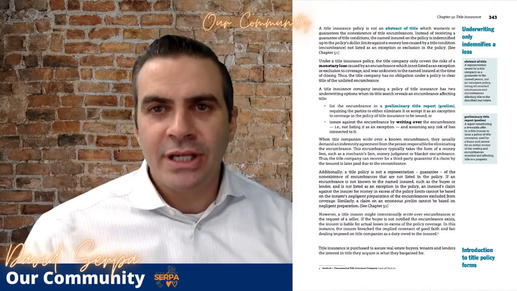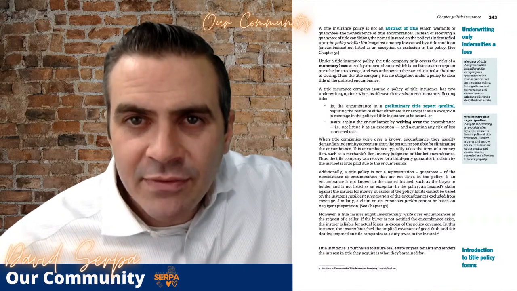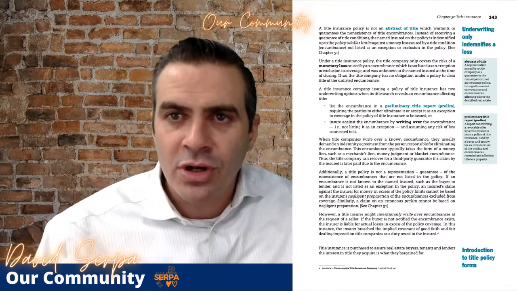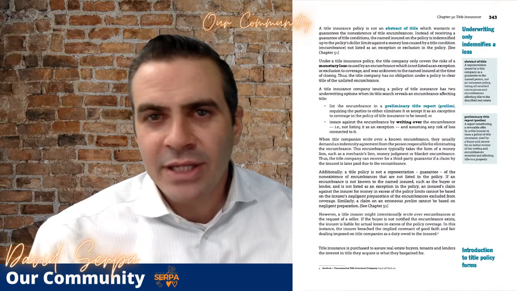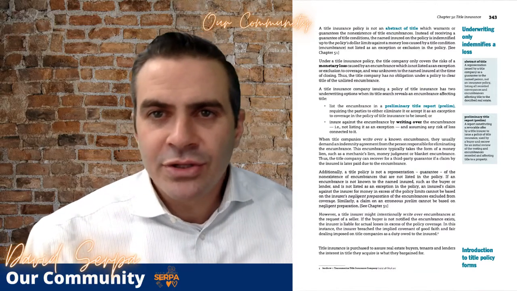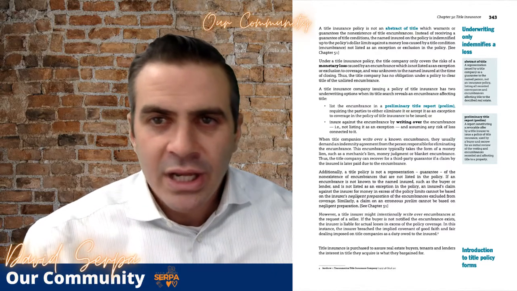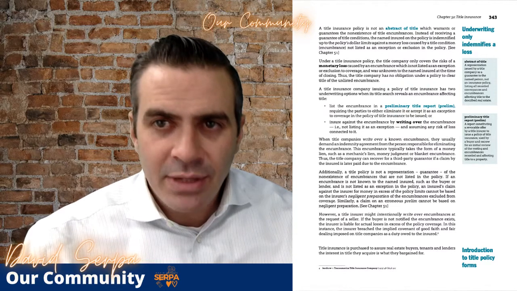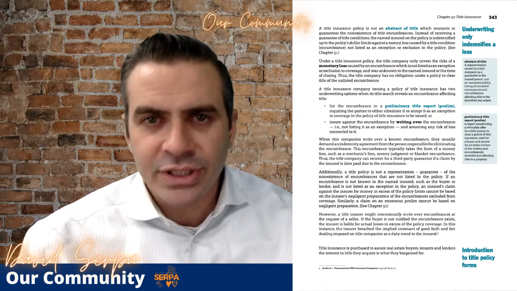A title insurance policy is not an abstracted title, which warrants or guarantees the non-existence of title encumbrances. Instead of receiving a guarantee of title conditions, the named insured on the policy is indemnified up to the policy dollar limit against the money loss caused by title conditions not listed as an exception or an exclusion in the policy. Under a title insurance policy, the title company only covers the risk of monetary loss caused by an encumbrance which is not listed as an exception or an exclusion to coverage and was unknown to the named insured at the time of closing. Thus, the title company has no obligation under a policy to clear the title of the unlisted encumbrance.